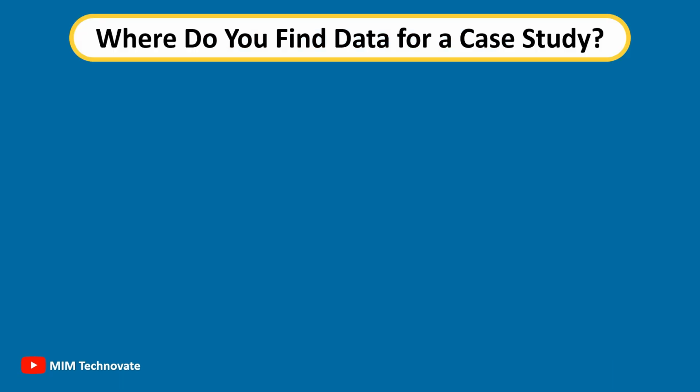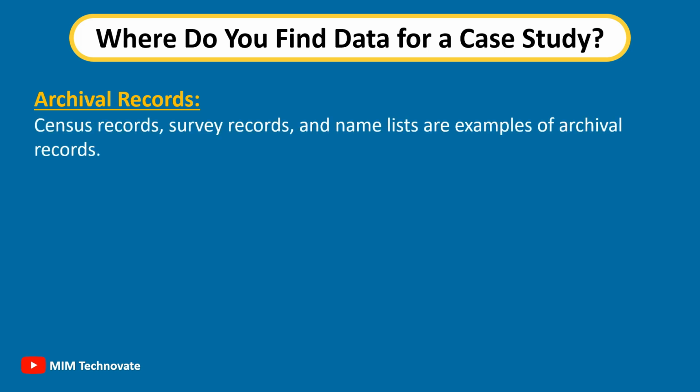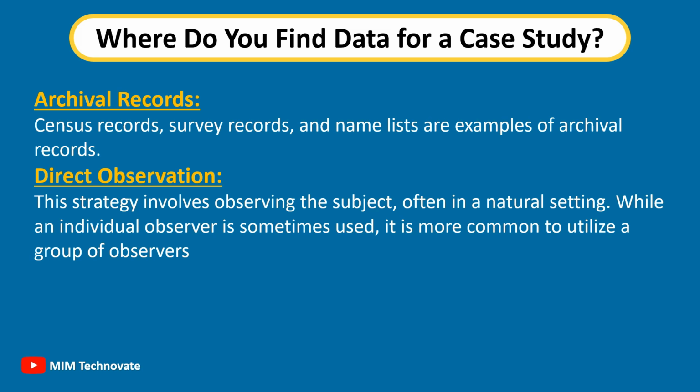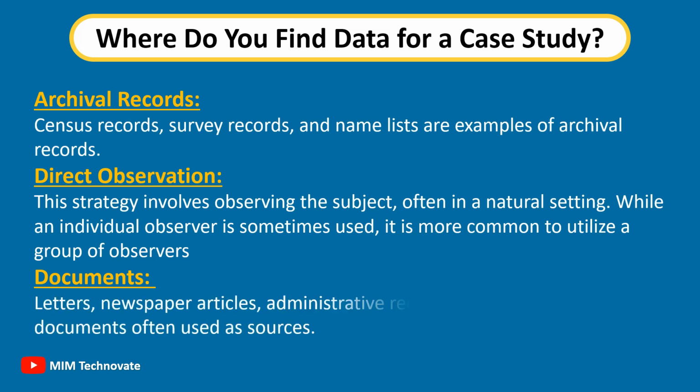Where do you find data for a case study? Archival records. Census records, survey records, and name lists are examples of archival records. Direct observation. This strategy involves observing the subject, often in a natural setting. While an individual observer is sometimes used, it is more common to utilize a group of observers. Documents. Letters, newspaper articles, administrative records, etc. are the types of documents often used as sources.